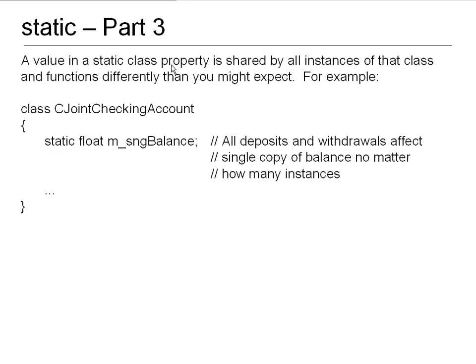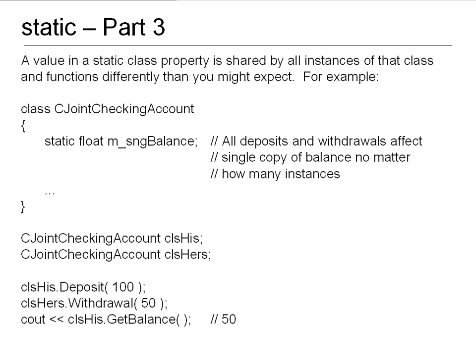A value in a static class property is shared by all instances of that class and functions differently than you might expect. If you make any class property static, all instances share the exact same variable, and the example I like to use is a joint checking account. So let's say you make two instances, his and hers. If each makes a debit, then it comes out of the same balance even though it's two different instances. Very interesting. Cool, and it has some fairly practical use to it.